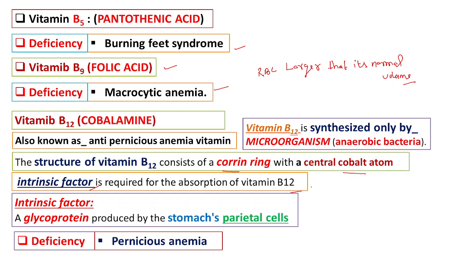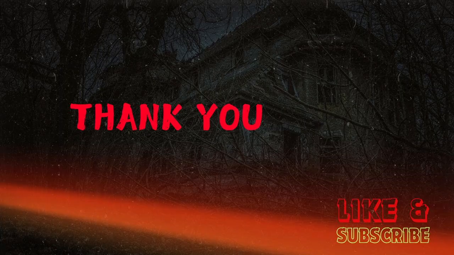So what do you mean by intrinsic factor? It is a glycoprotein produced by stomach parietal cells. In our stomach parietal cells, the intrinsic factor will be produced, which is needed for the absorption of vitamin B12. And its deficiency leads to pernicious anemia. This is an autoimmune disorder that occurs when the body cannot absorb enough vitamin B12. Vitamin B12 is synthesized only by microorganisms; anaerobic bacteria are required for the synthesis of vitamin B12.